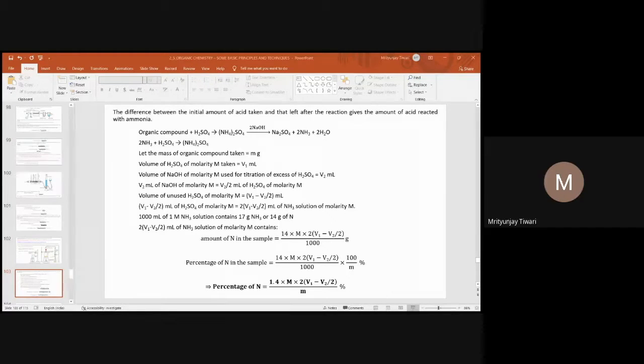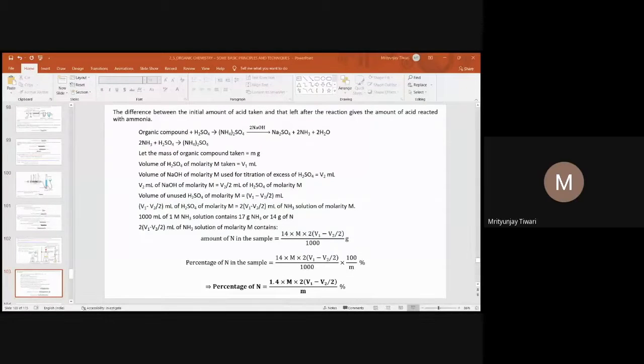Now what we do with this compound: H2SO4 and CuSO4 will be added in this experiment, then it will be heated, and ammonium sulfate will be formed. This ammonium sulfate, in the next distillation stage, will be treated with an excess of NaOH. Ammonia gas will be produced, which will be collected in an excess of standard H2SO4. Then the volume of H2SO4 that we have taken, as well as the volume of NaOH that we use for the neutralization of non-reacted H2SO4, will give us this equation.